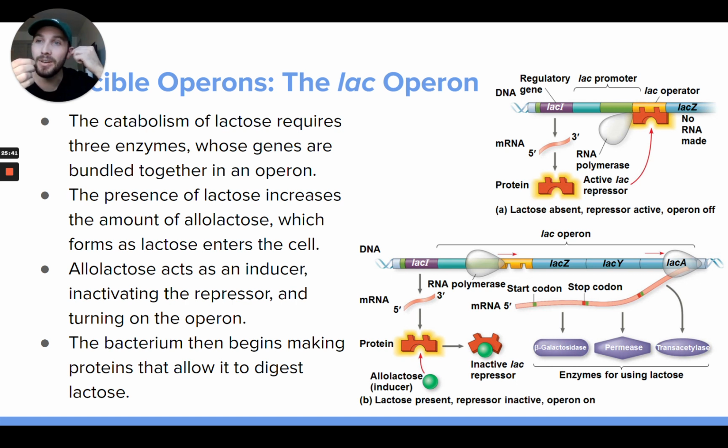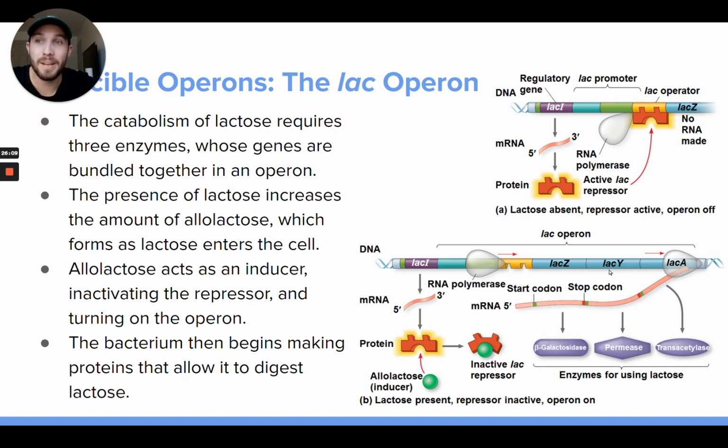If there's allolactose, it means that there's a bunch of lactose outside the cell, because when that lactose goes into the cell, it becomes this chemical called allolactose, which is basically still lactose. And so allolactose, which is lactose, is the inducer that can bind to this repressor protein and cause it to become inactive so that this operon can be induced. It can now start turning on. It can start doing what it's supposed to do. These genes can start being transcribed and translated.